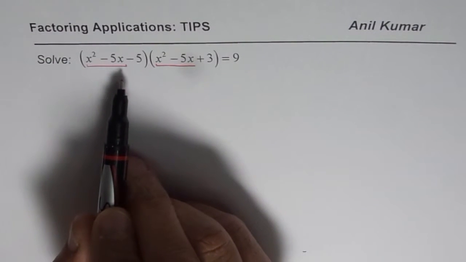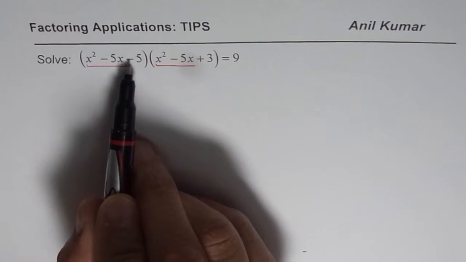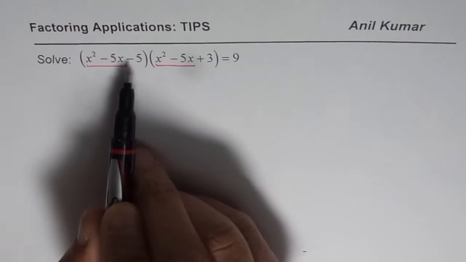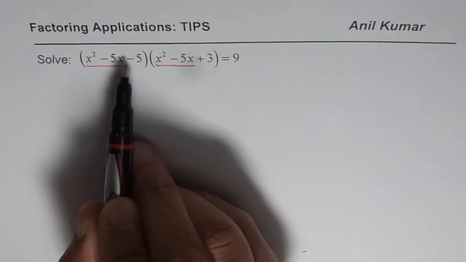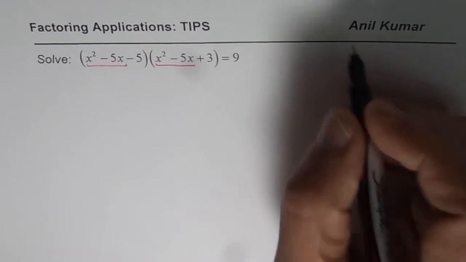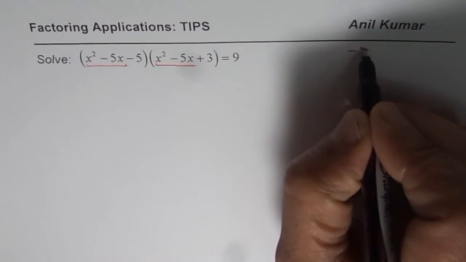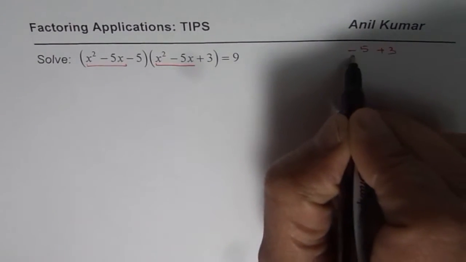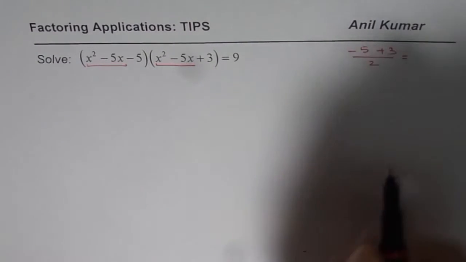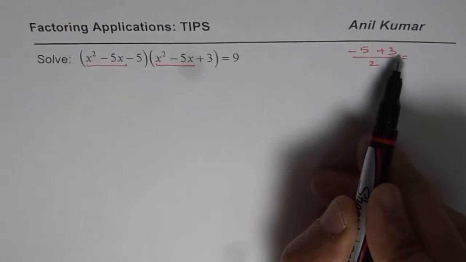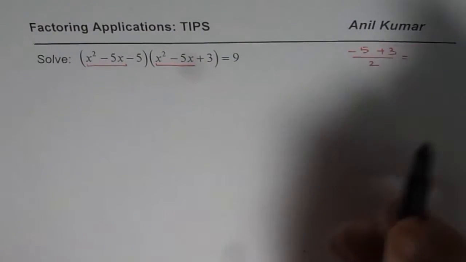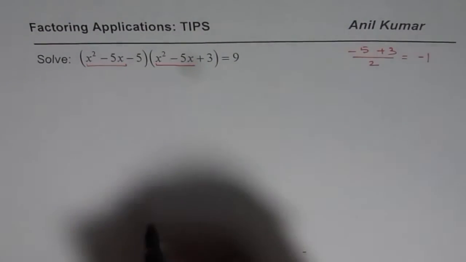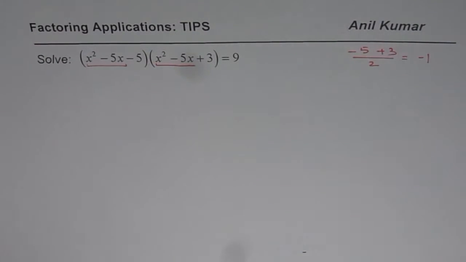So what I will do now is, we have minus 5 and plus 3. Let's find the midpoint between minus 5 and plus 3. That is to say, minus 5 plus 3 divided by 2 is what? Minus 5 plus 3 is minus 2. Minus 2 divided by 2 is minus 1, right? Now that gives us an idea.